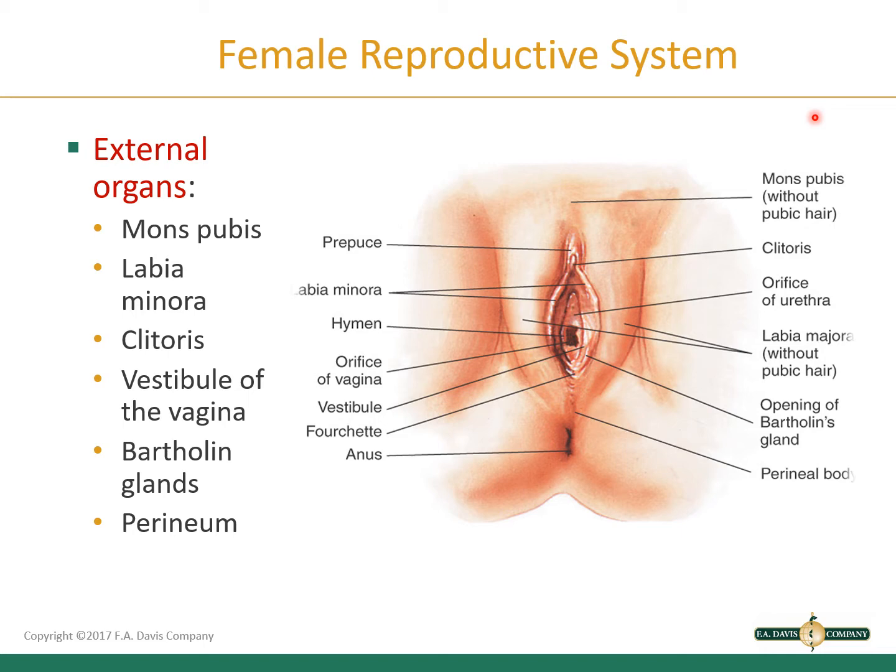You have your Bartholin glands. They're located on either side of the vagina under the labia majora. Their ducts open to secrete lubricating fluid, so it helps moisten the vulva and facilitate sexual intercourse. The perineum is the skin from the vaginal opening to the anus. It lies over the muscles and fibrous tissue that separate the vagina and the rectum.